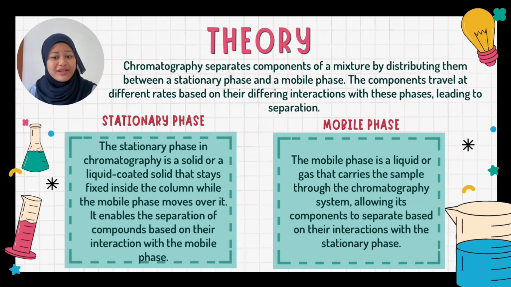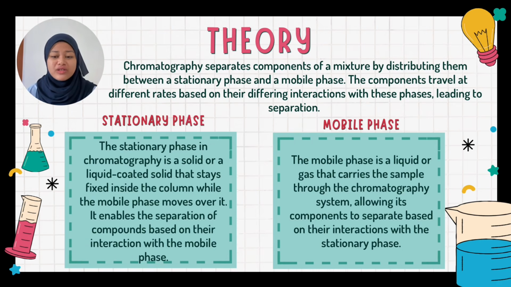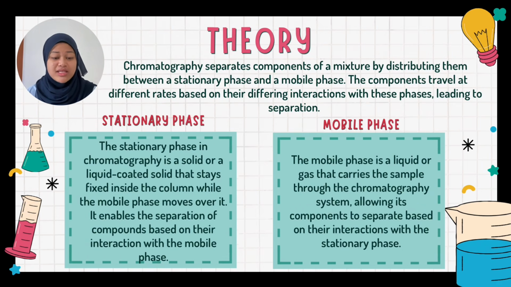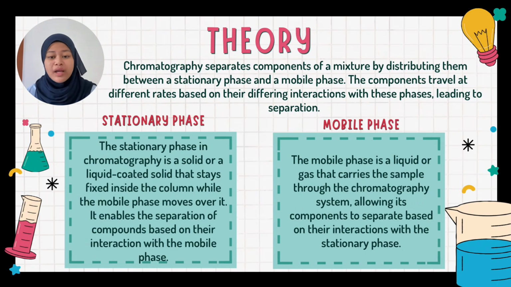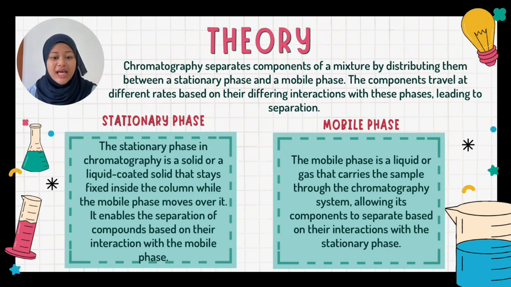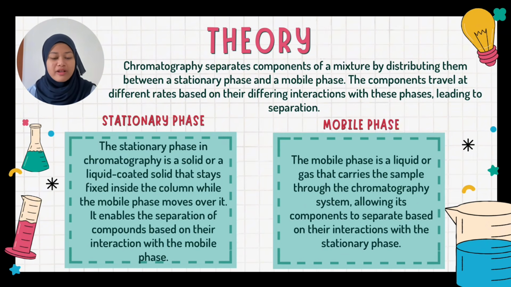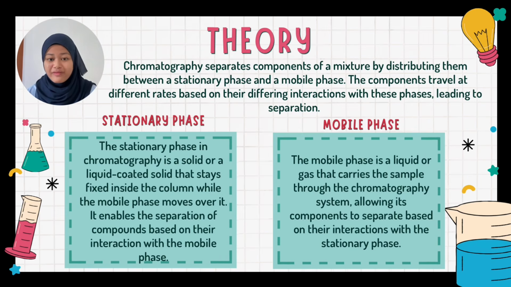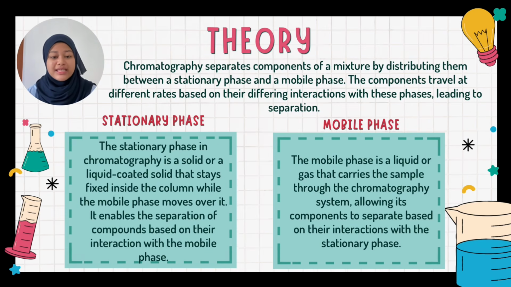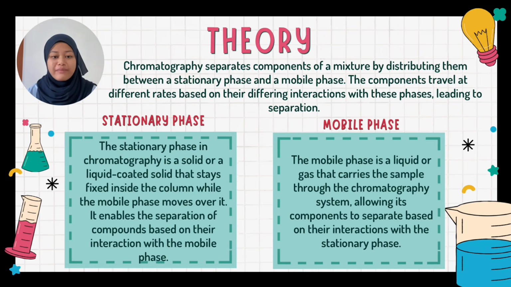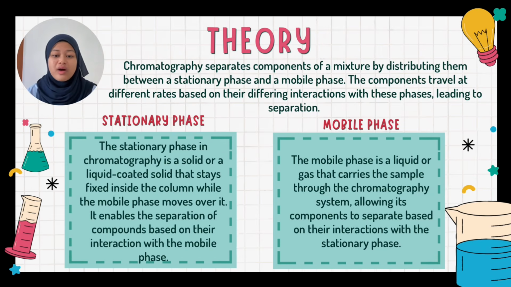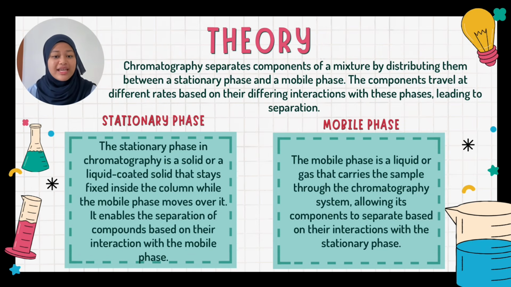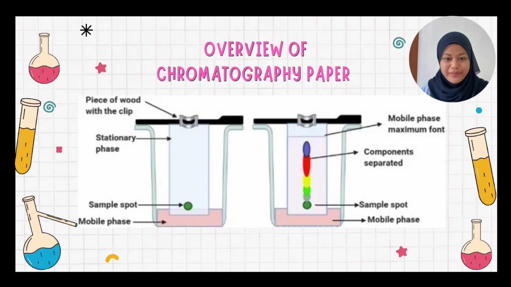So what is the stationary phase? The stationary phase in chromatography is a solid or a liquid-coated solid that stays fixed inside the column while the mobile phase moves over it. It enables the separation of compounds based on their interactions with the mobile phase. However, the mobile phase is a liquid or gas that carries the sample through the chromatography system, allowing its components to separate based on their interactions with the stationary phase.